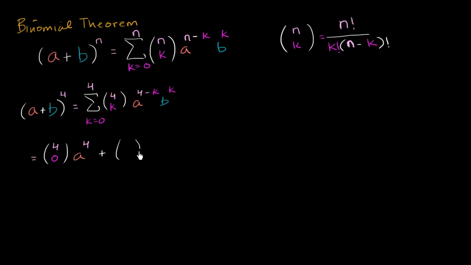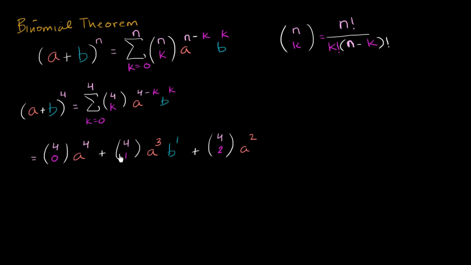So k equals 1 is going to be, the coefficient is going to be 4 choose 1. And it's going to be times a to the 4 minus 1 power. So a to the 3rd power, times b to the k power. Well, now k is 1, b to the 1st power. And then to that, we're going to add 4 choose 2 times a to the, well, now k is 2. 4 minus 2 is 2, a squared.